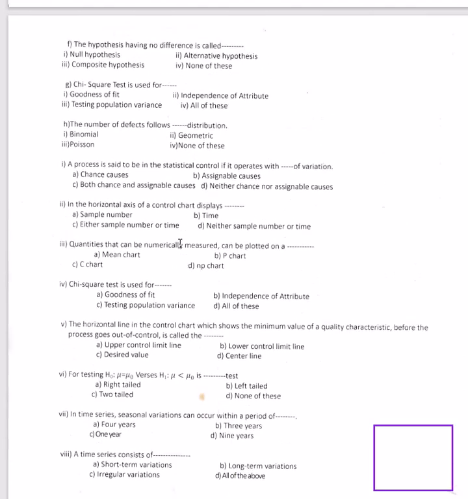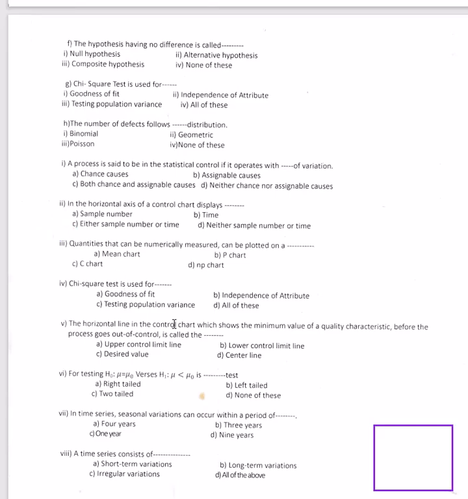The next question: a process is said to be in statistical control if it operates with chance causes, assignable causes, both chance and assignable causes, or neither. It is chance causes. What is displayed on the horizontal axis of a control chart? The options are sample number, time, either sample number or time, or neither. The correct answer is either sample number or time.